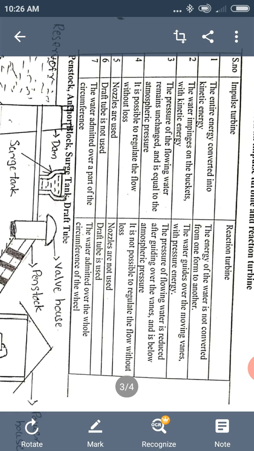It is possible to regulate the flow without loss in the impulse turbine, and it is not possible to regulate the flow without loss in the reaction turbine. Nozzles are used in the impulse turbine and nozzles are not used in the reaction turbine. The draft tube is not used in the impulse turbine, and it is used in the reaction turbine. In the impulse turbine, water is admitted over part of the circumference, but in the reaction turbine water is admitted over the whole circumference of the wheel.